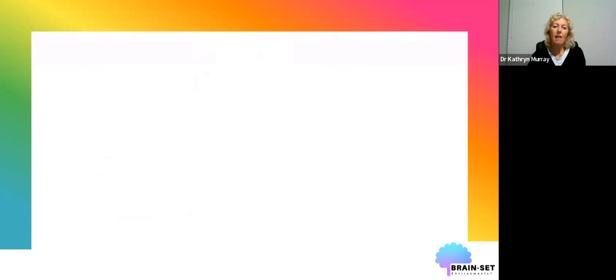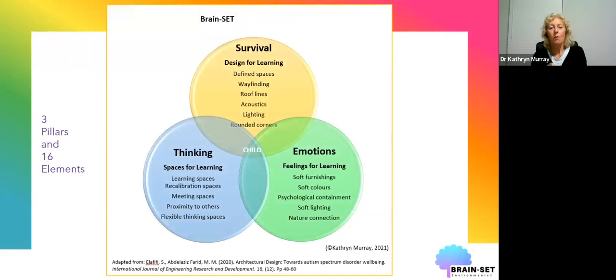And once we understand that, then we can look at our three pillars. And within the three pillars of brain set, there are about 16 elements.